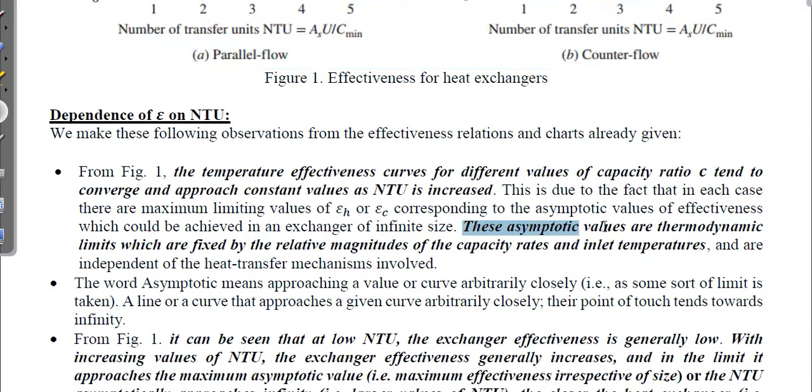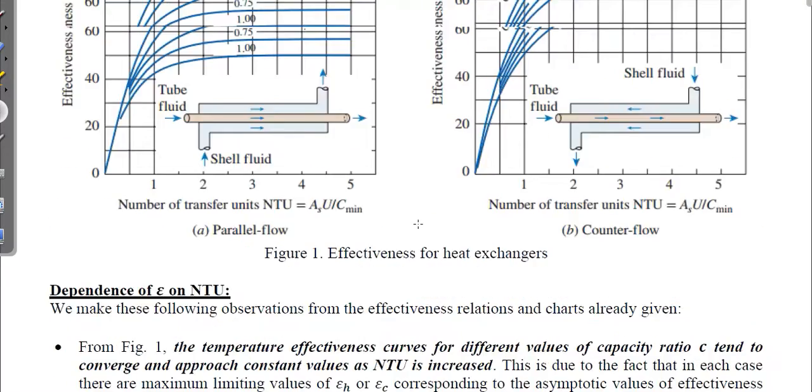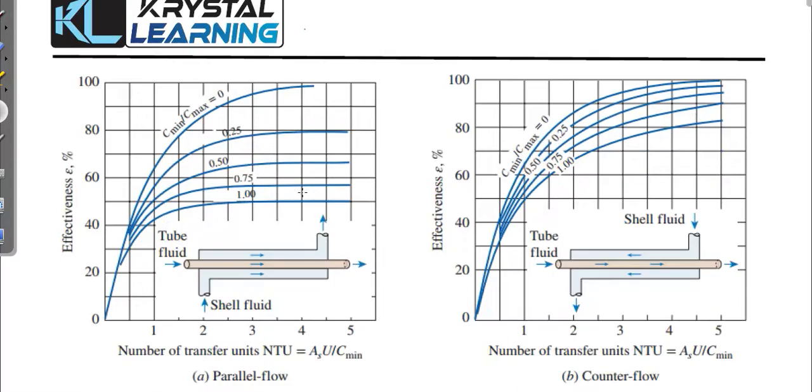So these asymptotic values are thermodynamic limits which are fixed by the relative magnitude of heat capacity rates. We have seen that effectiveness depends upon the heat capacity rate and the inlet temperatures. These limits are independent of the heat transfer mechanism involved, that is conduction or convection. It won't depend on that; it will depend simply on capacity rate. We have seen that the maximum heat transfer rate depends upon capacity rate and inlet temperatures.